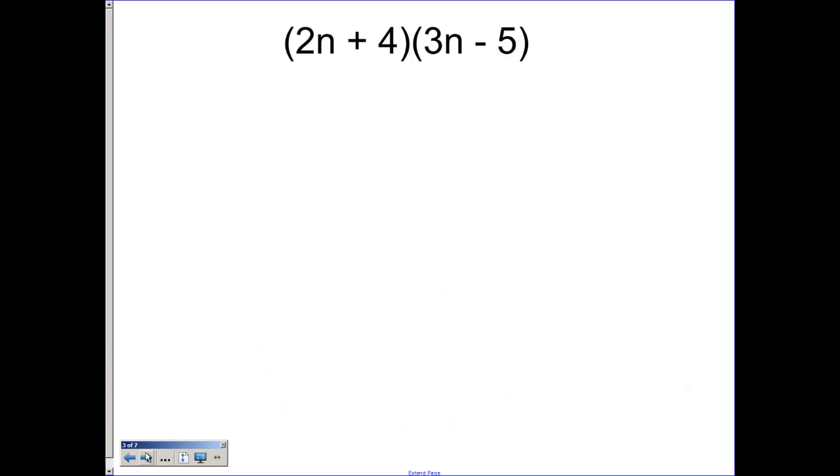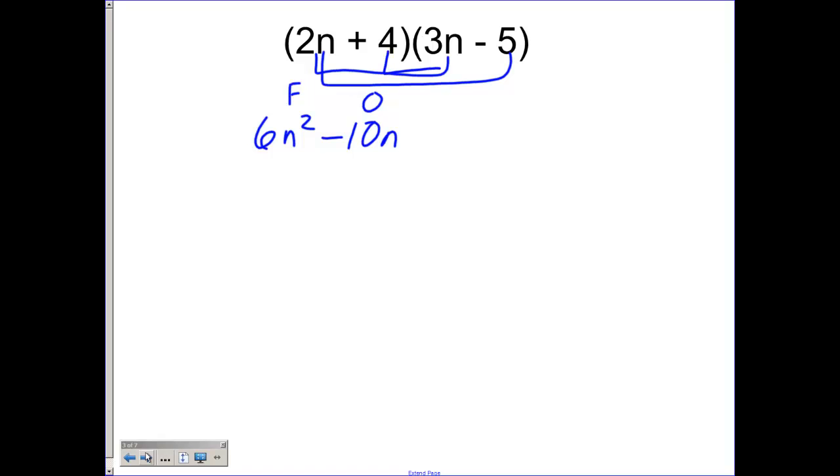First thing we're going to do is show you what factoring is supposed to undo. We're going to first multiply our first terms. 2n times 3n is going to give you a 6n squared. That's the F. Then we're going to multiply our outer terms. 2n times a negative 5 is going to give you a negative 10n. That's the O. Then we're going to multiply the 4 and the 3n. That's going to give us a positive 12n. That's the I for inner.